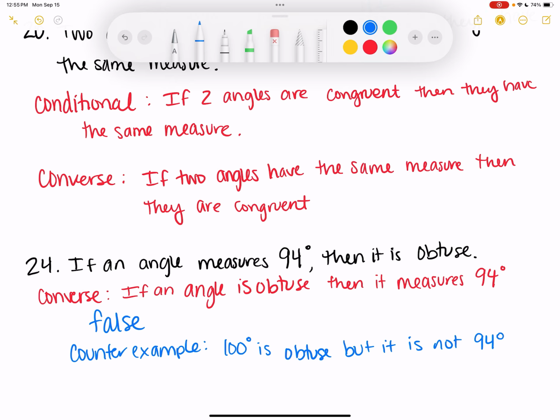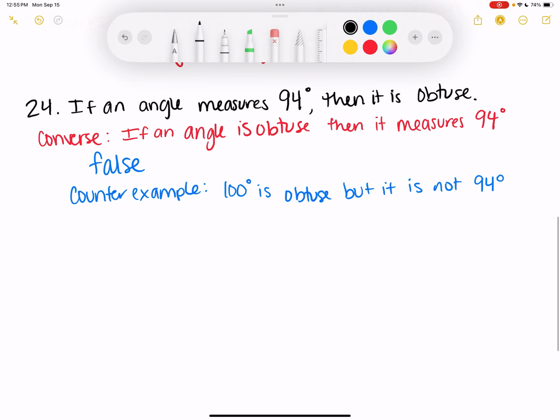The next ones give us a picture here. So they have a square, and PQRS is our square. Determine whether the biconditional statement about the diagram is true or false. If it's false, provide a counterexample. So 28.